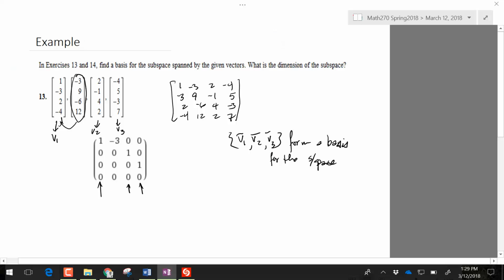So this is the column space of A, if we call this A. The row space would be these rows. So 1 minus 3, 0, 0, 0, 0, 1, 0, and 0, 0.